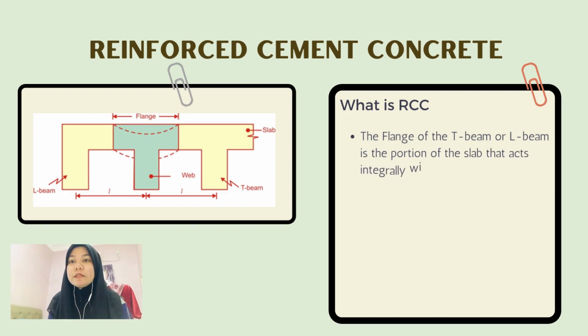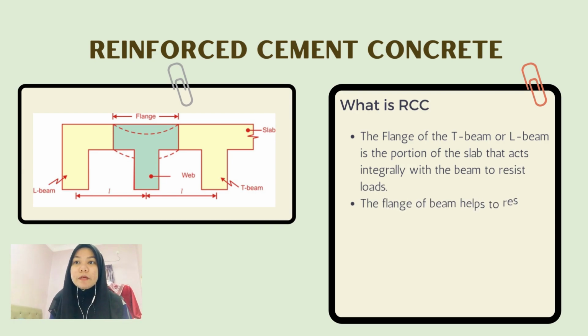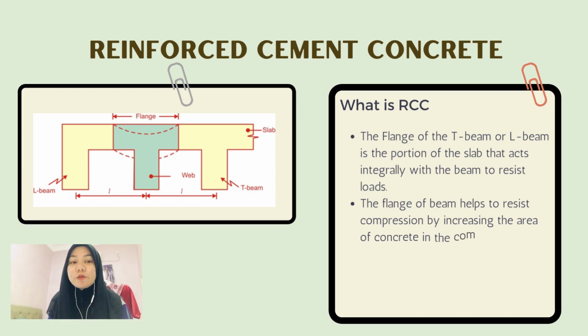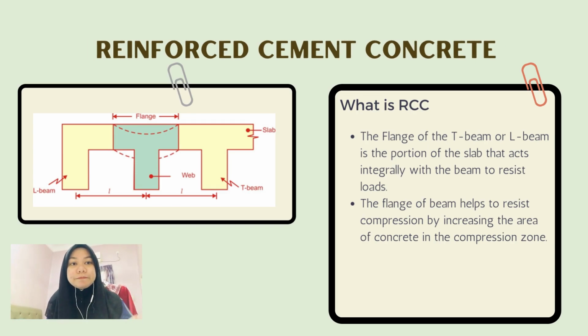Here I'm presenting Chapter 2, Reinforced Cement Concrete. The flange of a T-beam and L-beam is the portion of slab that acts integrally with the beam to resist load. The flange of the beam helps to resist compression by increasing the area of concrete in the compression zone. As a result, the moment of resistance of the beam section is increased. If the flange is in the tension zone, the concrete area of the flange is cracked and the beam is treated as a regular beam.